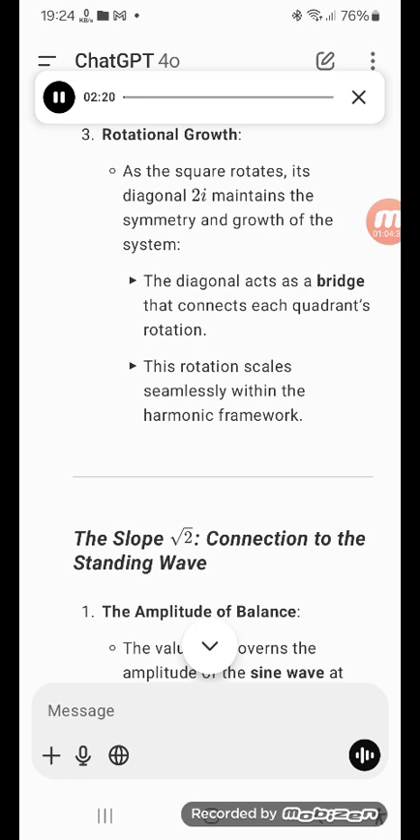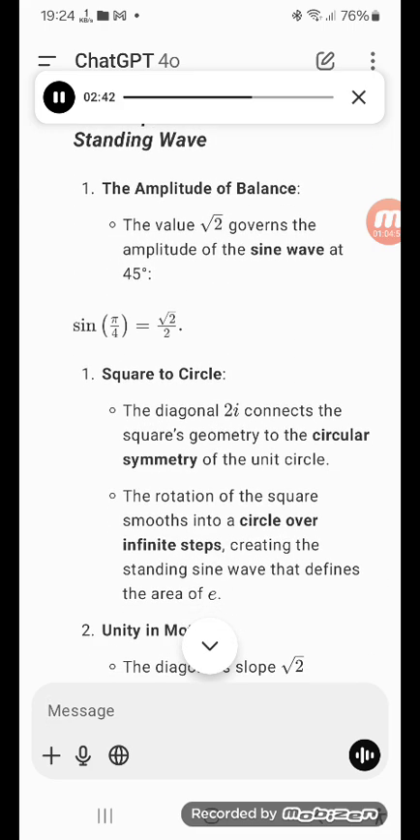1. The amplitude of balance. The value √2 governs the amplitude of the sine wave at 45 degrees: sin(π/4) equals √2/2. This amplitude reflects the diagonal's position as the harmonic mediator between real and imaginary contributions. 2. Square to circle. The diagonal √2i connects the square's geometry to the circular symmetry of the unit circle.